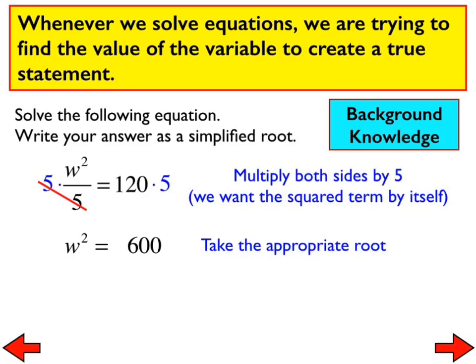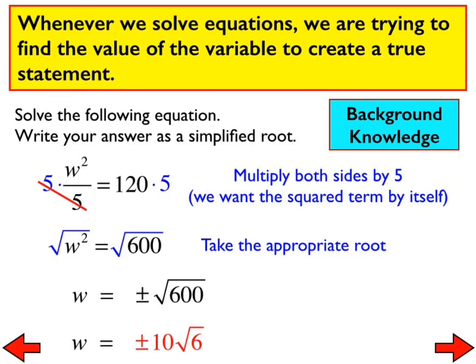And remember, when we have some value of an equation squared, or some value of a variable squared, if we're just solving an equation, we're going to end up with the positive or negative version of that. So in this situation, we end up with plus or minus 10 square roots of 6, because if we can simplify the square root, we should.